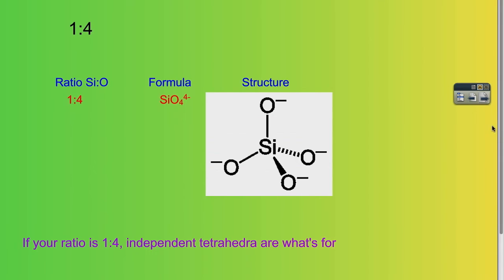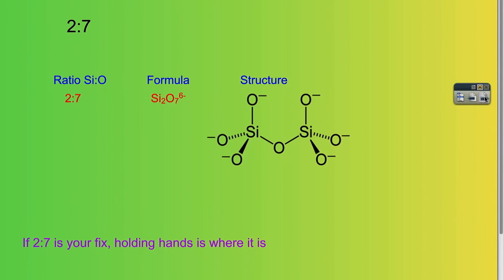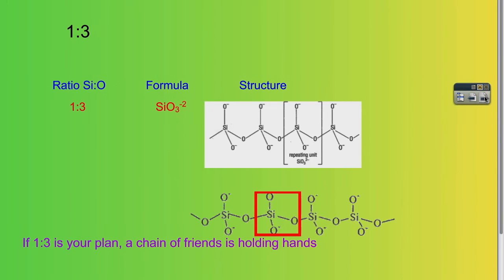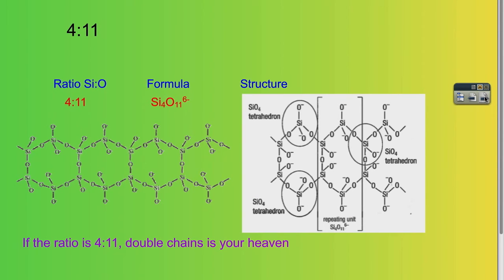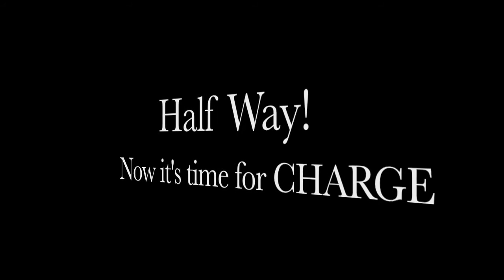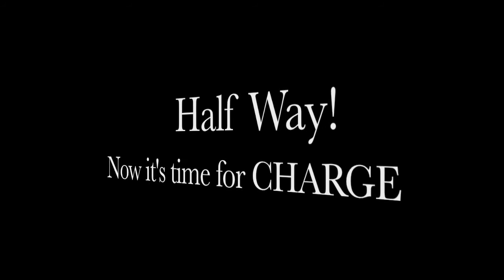If your ratio is 1 to 4, independent tetrahedra are 4. 2 to 7 is your fix, holding hands is where it is. 6 to 18 is your thing, 6 tetrahedra make a ring. 1 to 3 is your plan, chain of friends is holding hands. If the ratio is 4 to 11, double chains is your heaven. 4 to 10 is 2 to 5, sheets of chains will make you jive. Now we are but halfway through this silly silicate song.